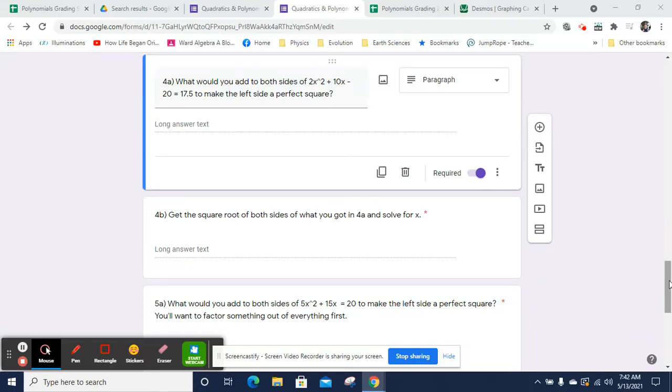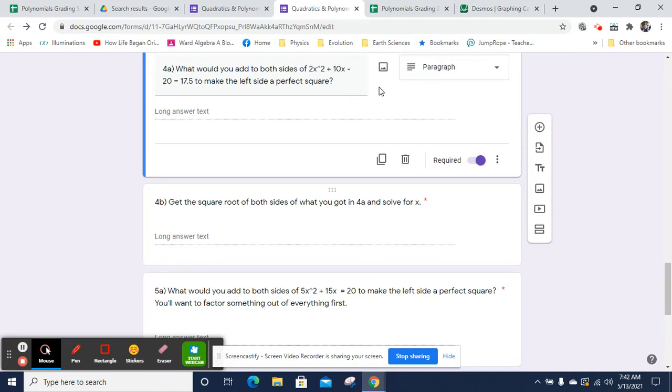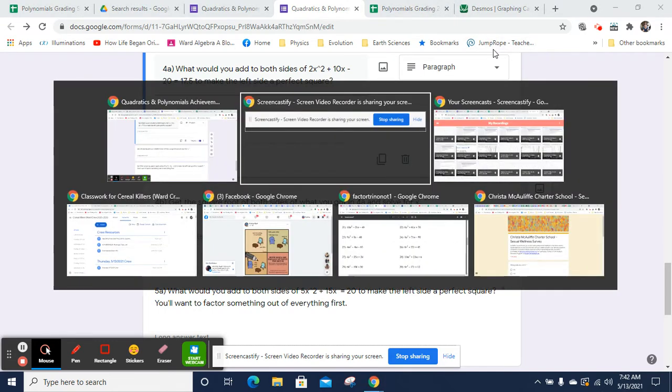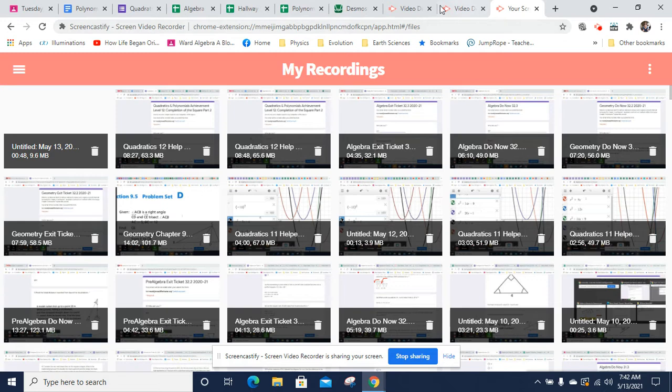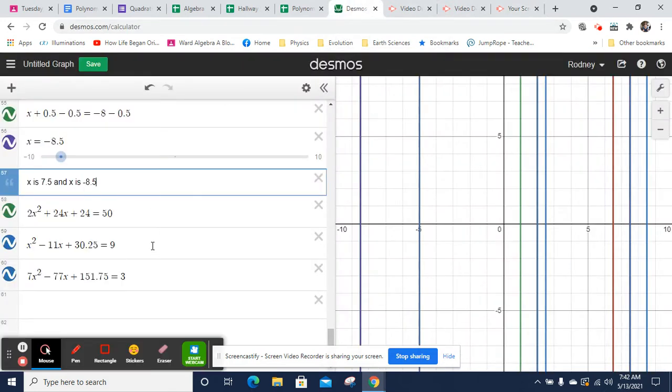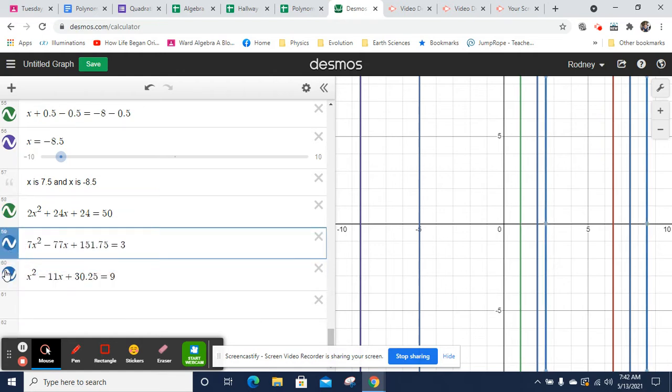I'm going to do a third video for Quadratics 12. I'm going to focus on problems like 4 and 5 where your lead coefficient is not 1. So let's go over here to my Desmos where I've got my work. And so I've got this one here and this one here. So I'm going to bring those together and let's deal with this one.